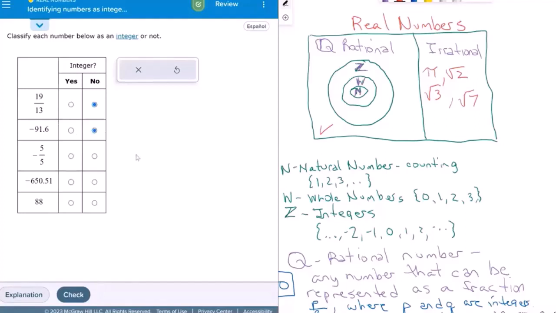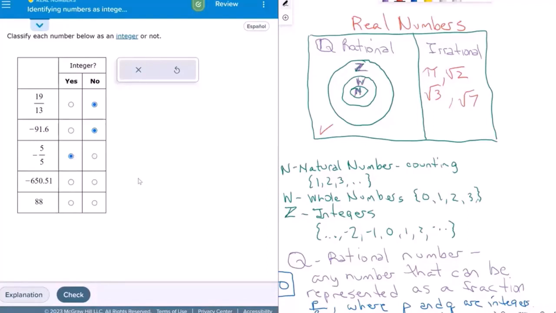How about negative 5 over 5? I'm going to say no. It is an integer, because if you put that into a calculator, you get negative 1. Oh, okay. So even if I can divide it, it would be an integer? Yes, as long as in its simplest form it's an integer. It will not have a decimal. Okay, this should be an integer.